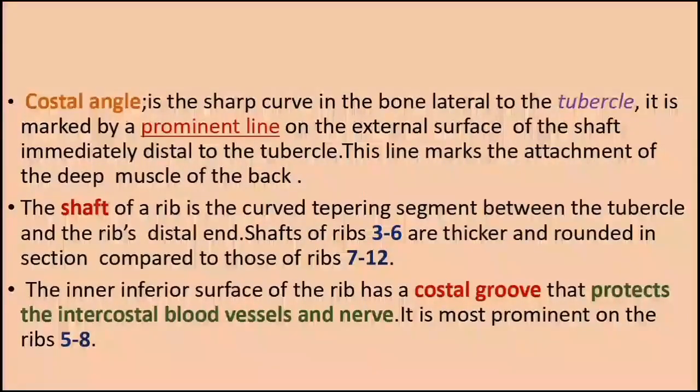Costal angle is the sharp curve in the bone lateral to the tubercle. It is marked by a prominent line on the external surface of the shaft immediately distal to the tubercle. This line marks the attachment of the deep muscles of the back.